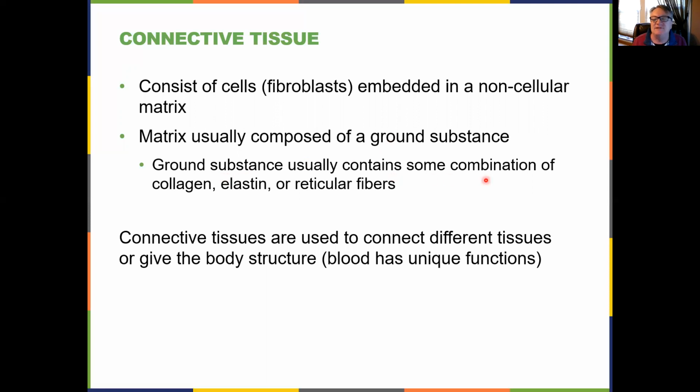And the ground substance is a combination of collagen, which is a type of protein, elastin is a type of protein, and reticular fibers. All of those are types of proteins that are produced and secreted by the cells of this tissue, and they're used to bind everything together.